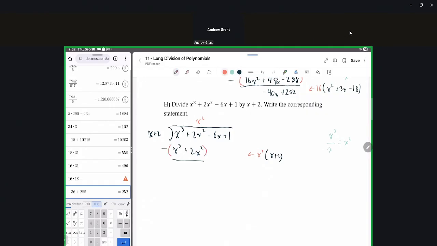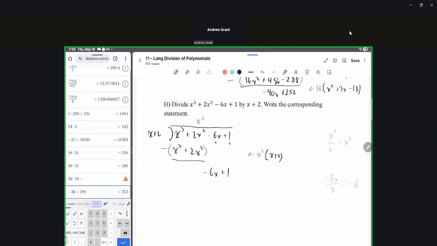So x cubed minus x cubed is 0. 2x squared minus 2x squared, also 0. So that means we can just bring down these two terms. So we have negative 6x plus 1. So if we take negative 6x divided by x, how many times does x go into negative 6x? It goes in negative 6 times.